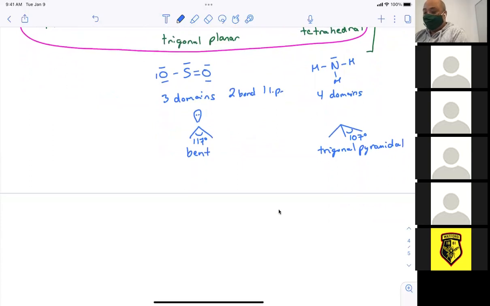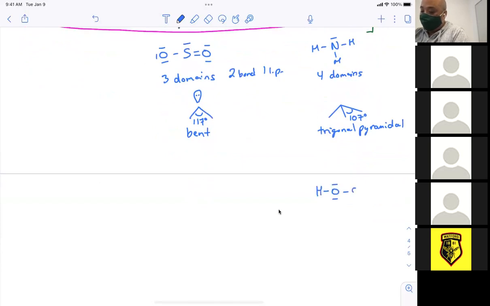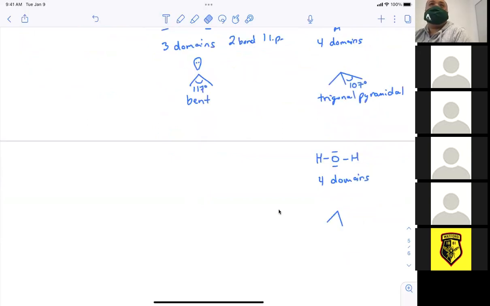Okay. Now, water. Yeah, just about 3 degrees is fine. Okay. Water still has 4 domains, 2 bonding regions and 2 lone pairs. And so we start with the tetrahedral, that's the electronic geometry, and then we remove 2 lines. So remove this one, and remove this one. So what's left? Bent.